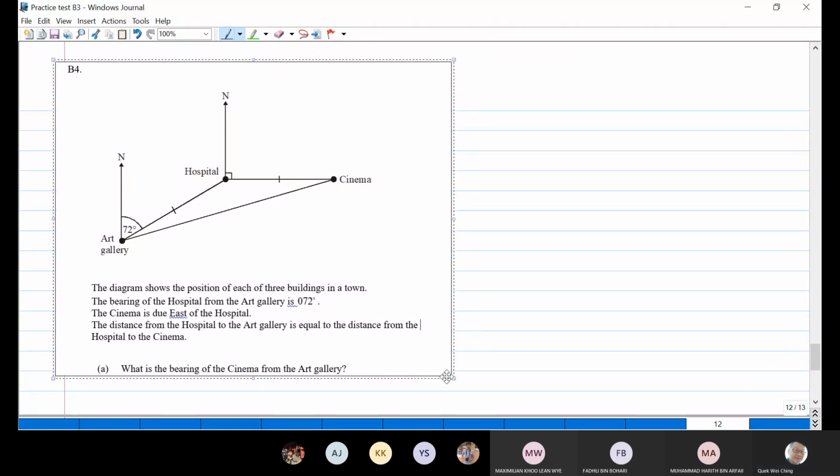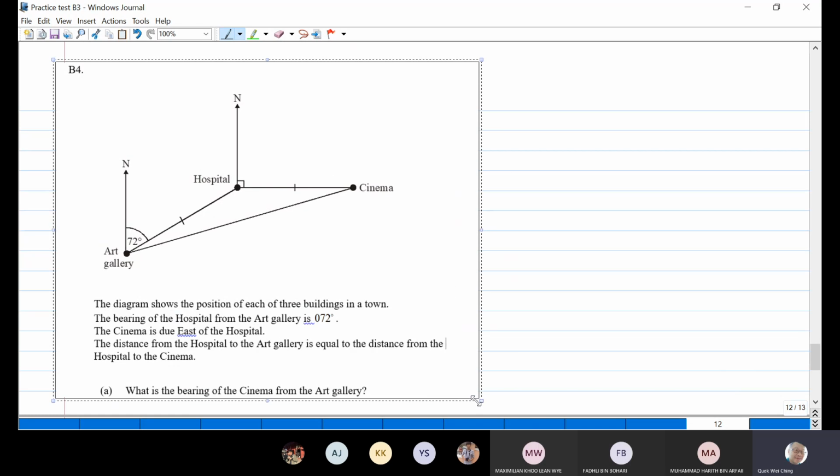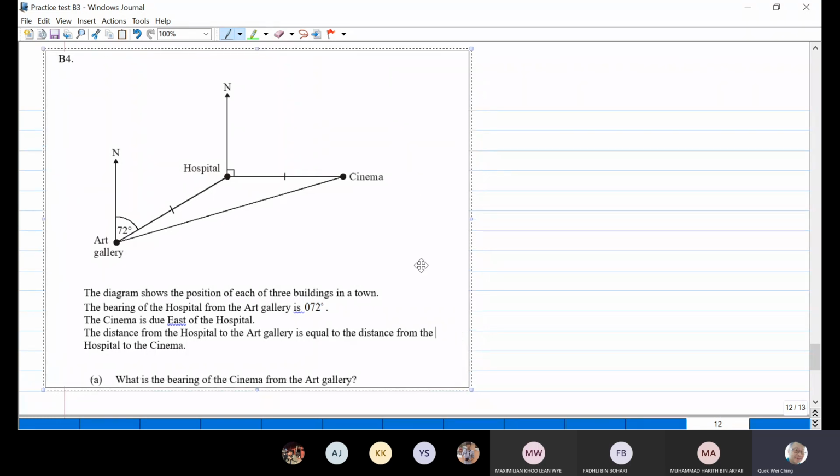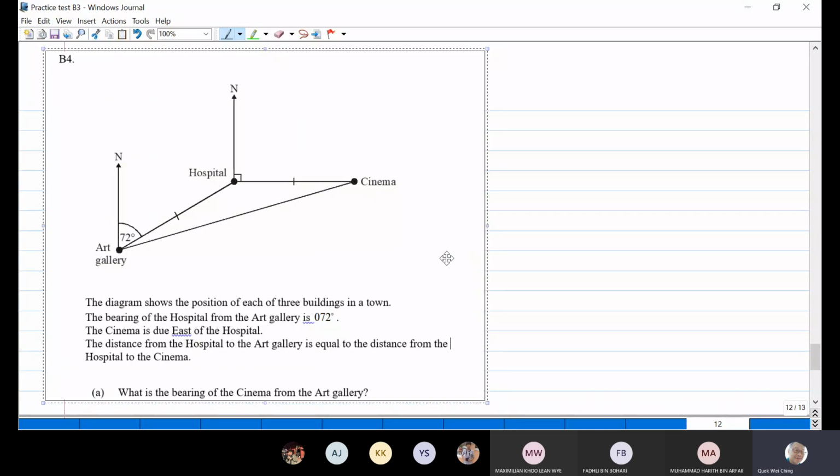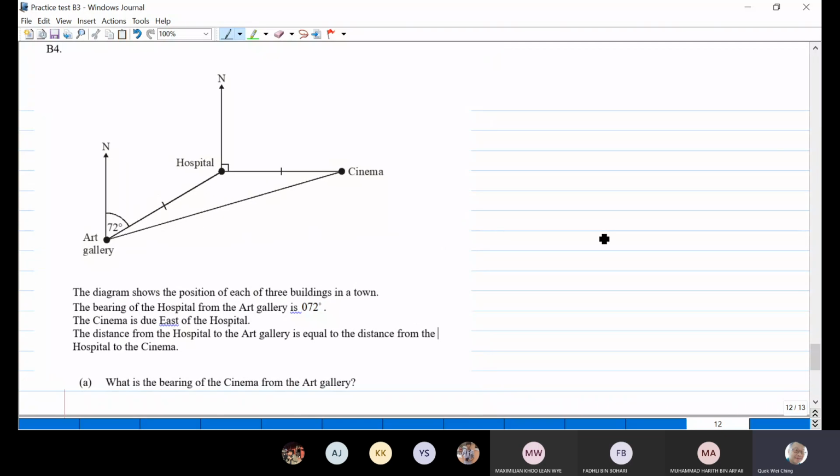So this one is a simple triangle. It helps you a little bit by drawing a triangle for you. You remember in bearing questions, usually you have to draw the triangle yourself, and sometimes you don't know how to draw it and you make mistakes. So they give you a simple diagram with a triangle drawn already, so don't need to worry so much.